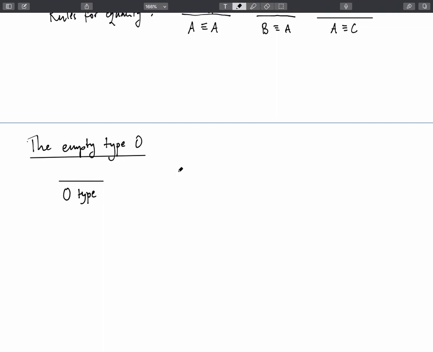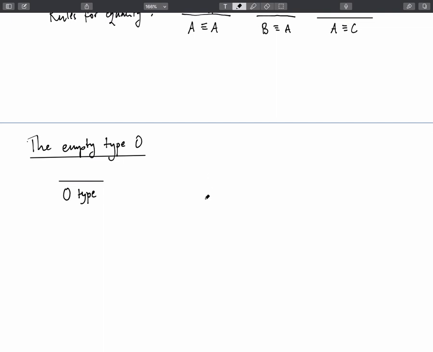So we do the same. We're going to say it's as empty as any other type, which means if I hypothesize that I have something of type 0, then from that I should be able to get something of any other type whatsoever. That will say this one is as empty as the others.